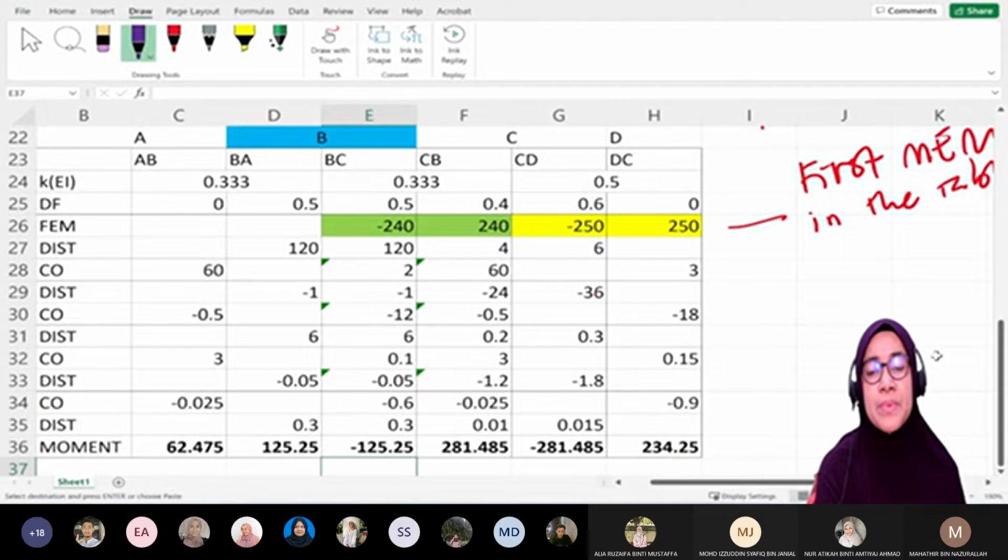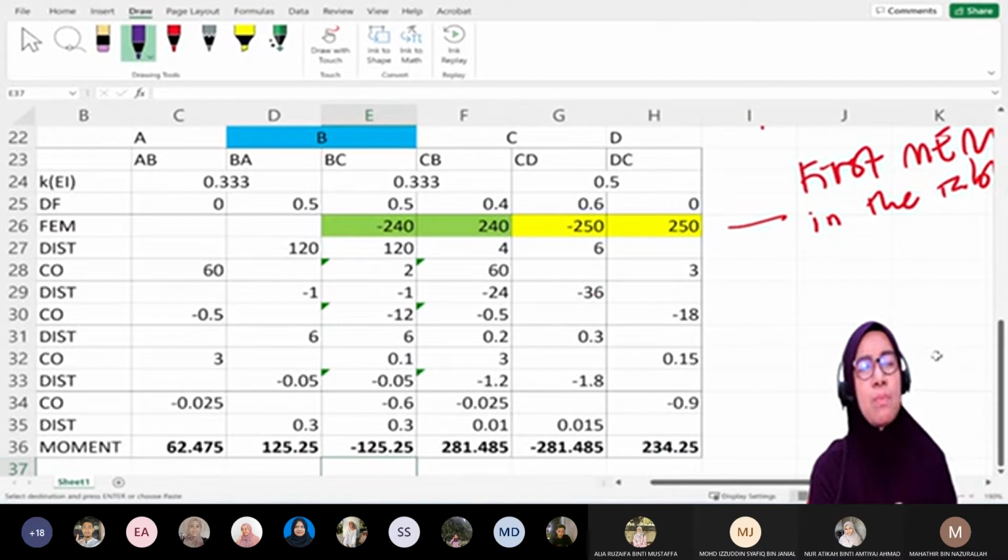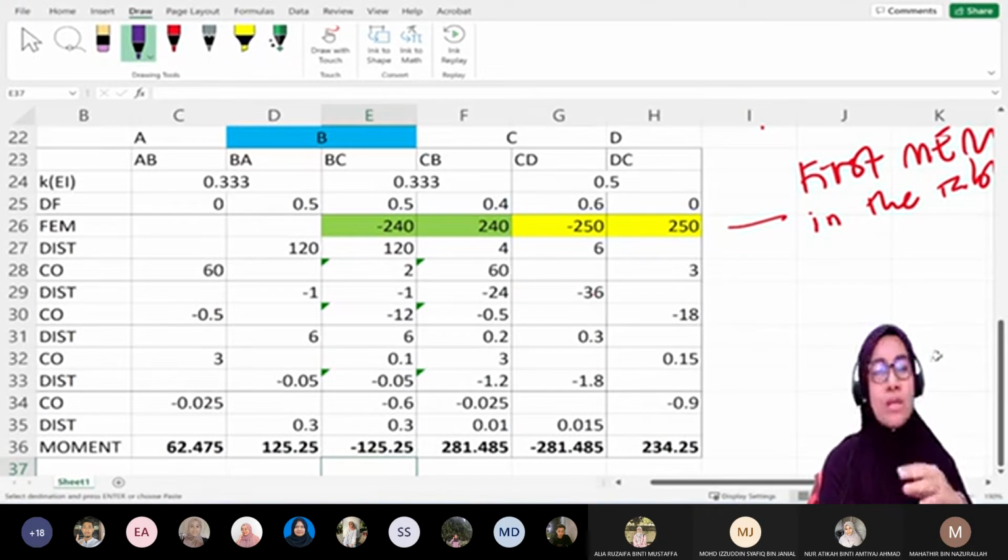Tapi kalau soalan tak tanya pasal shear force diagram, soalan kata okay, calculate member and moment, then draw bending moment diagram. Yang tu memang boleh terus draw diagram from this value. Okay, from this value dah boleh draw diagram.